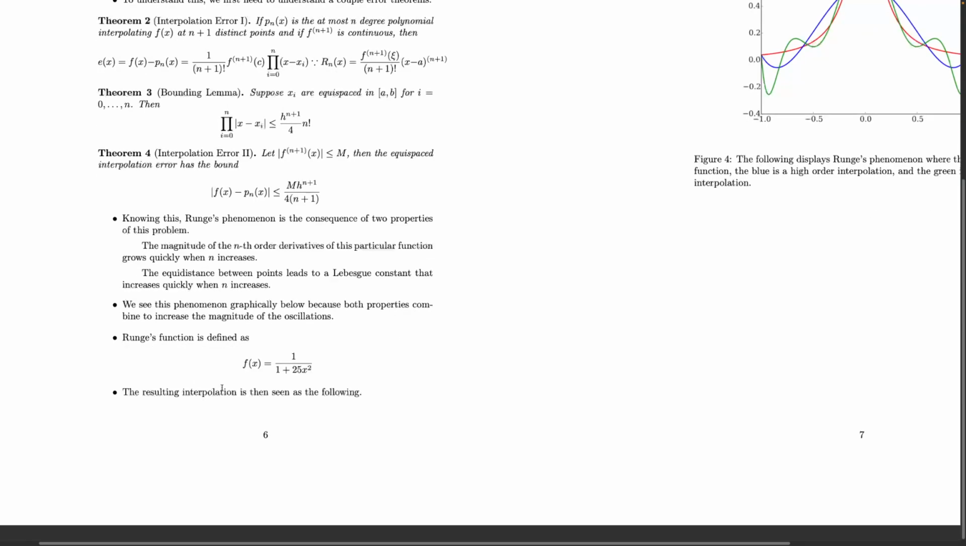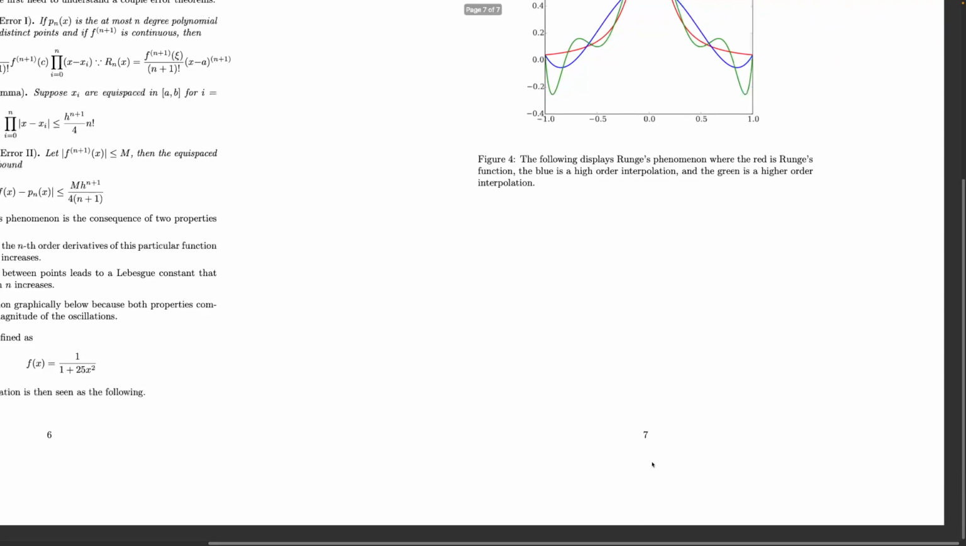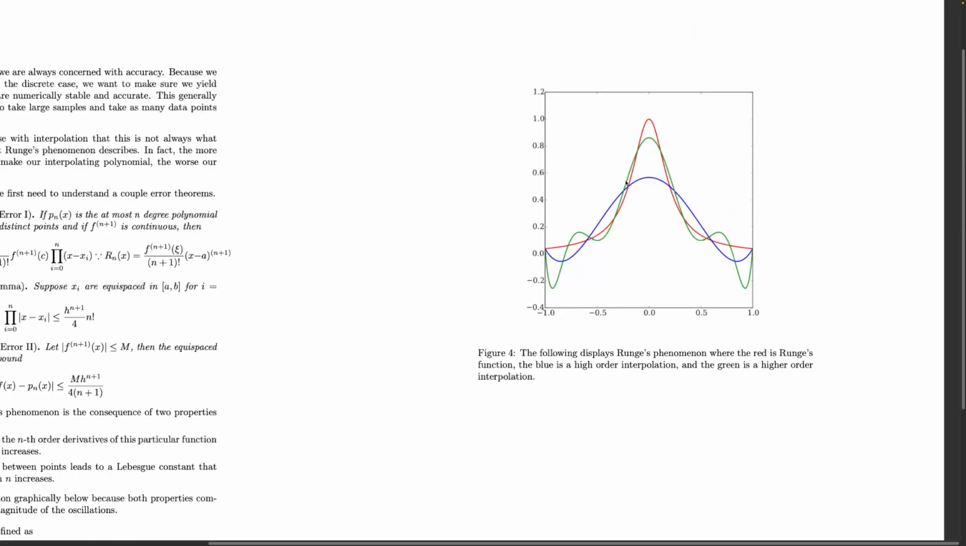So Runge's function is specifically what we're looking at, and this is the function that is used to define Runge's phenomenon. And it's a pretty simple function. It's just 1 over 1 plus 25 x to the second power. And so that's what I have on the right here graphed. So the resulting interpolation is then seen as the following. And so this is Runge's phenomenon. So after all the math, this is really what we get at the visual level.